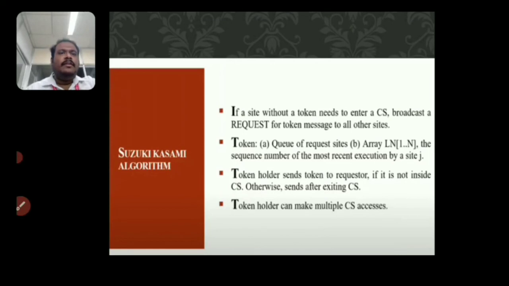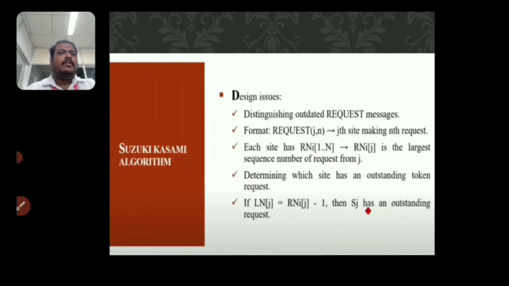So the token, in the sense, is a queue of requesting sites. It will be holding a queue. Whoever has requested will be held in that particular queue, and it is maintained in an array. Okay, right. So this is the design issue. In the design, we are requesting as well as maintaining a queue. Based on the outstanding token requests, we are issuing the tokens.